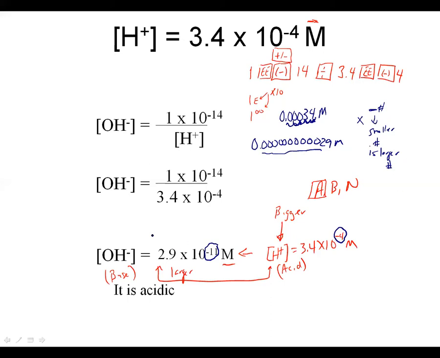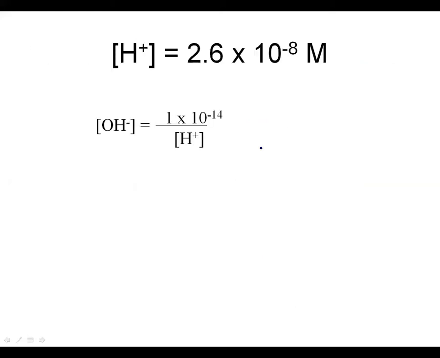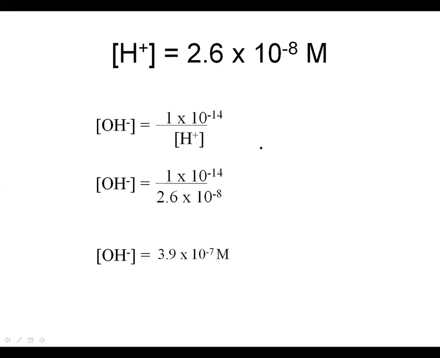Okay, so we're going to continue on here and get down here. Take a look at the next one. We also have the H plus concentration given to us. We're going to set it up the exact same way. We're going to take 1 times 10 to the minus 14. We're going to divide it by 2.6 times 10 to the minus 8. Again, using our exponent button on both of those numbers. And here, if you do that, that gives you an OH minus concentration of 3.9 times 10 to the minus 7. Any questions on that part of the calculation?